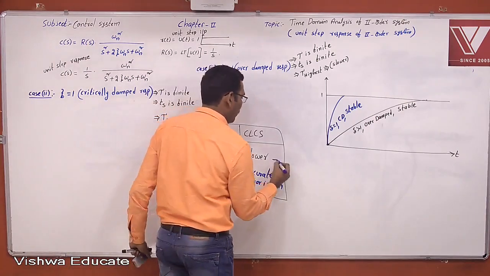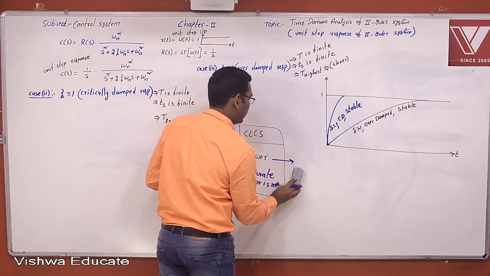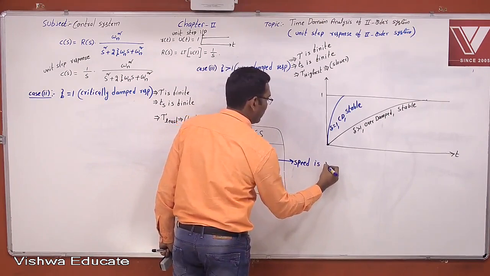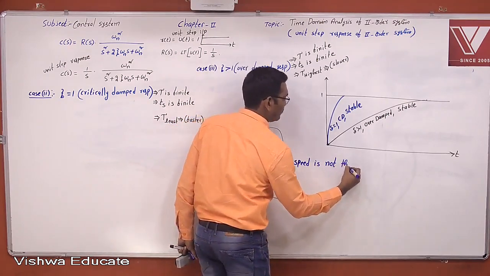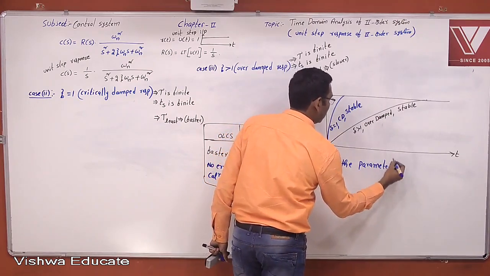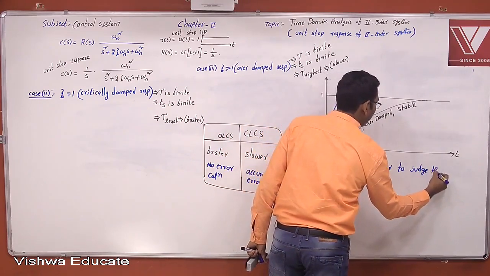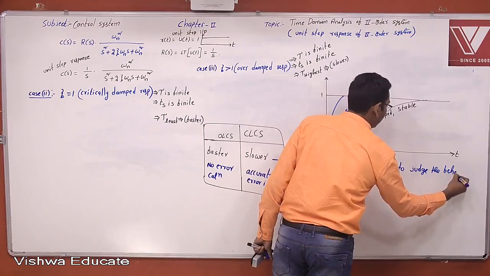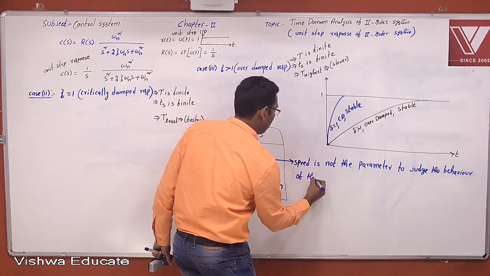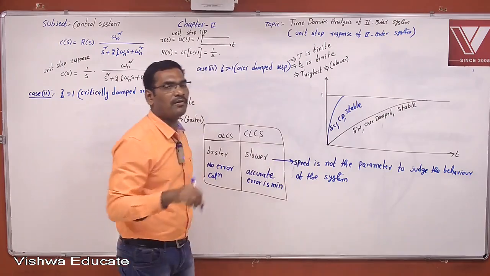So there is one point here I want to identify. That point is nothing but: speed is not the parameter to judge the behavior of the system. Then what should be the important parameter to judge the performance of the system?